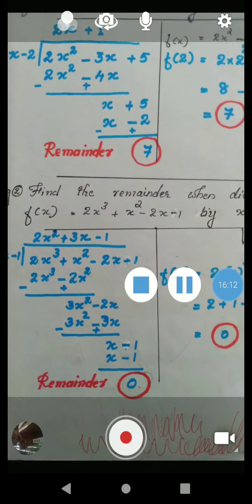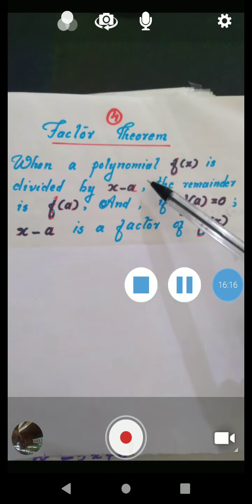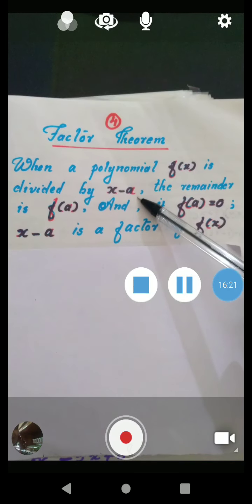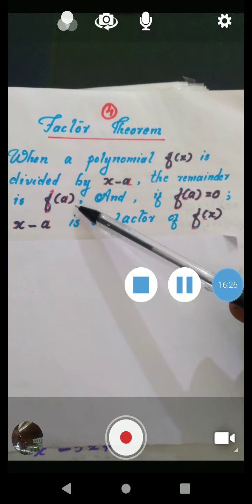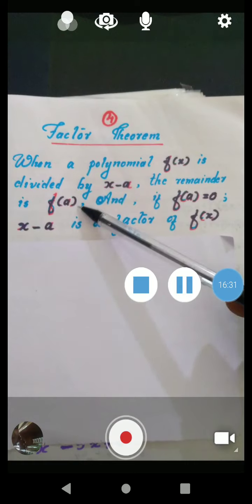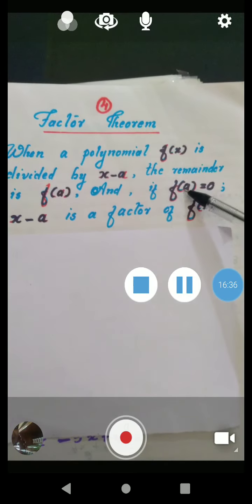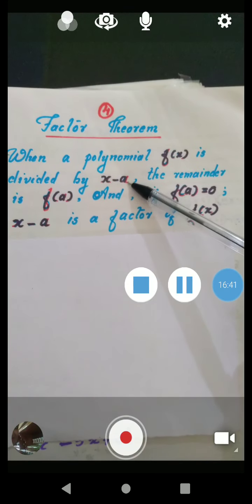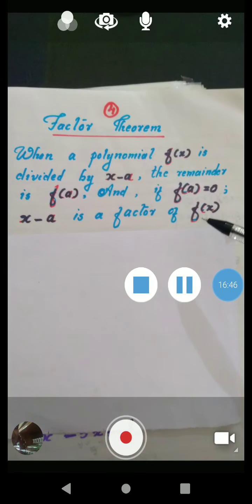Therefore, we can generalize the factor theorem. When a polynomial f(x) is divided by x minus a, this is the divisor, the remainder is f of a. That we know. That is the remainder theorem. And if f of a is equal to 0, that means if the remainder is 0, we can say that x minus a is a factor of f(x). That is the factor theorem. I'll repeat.